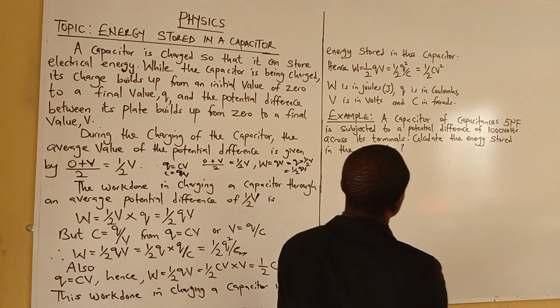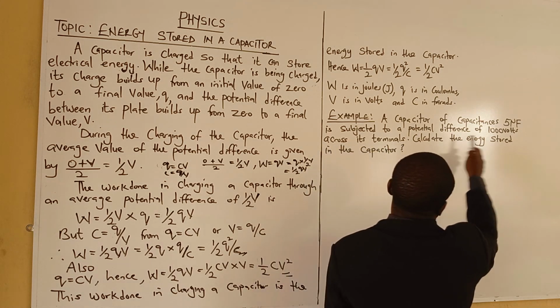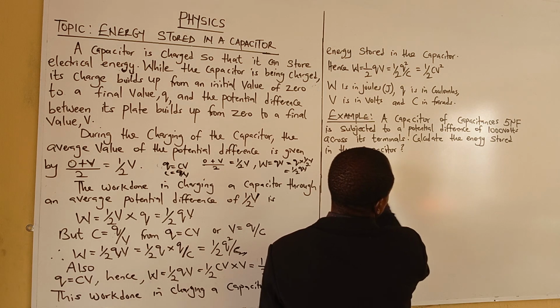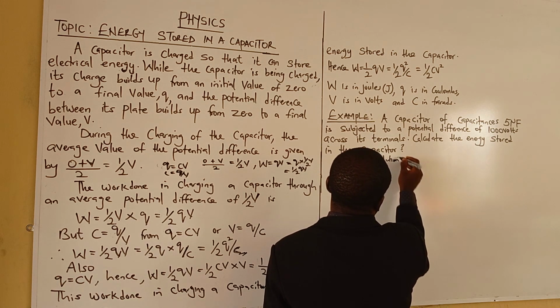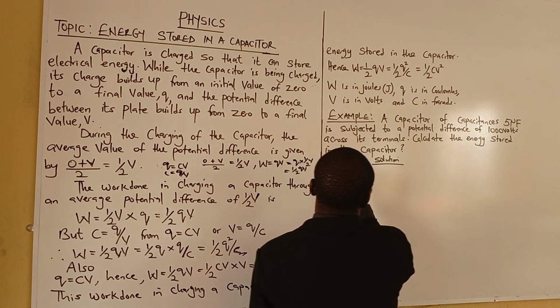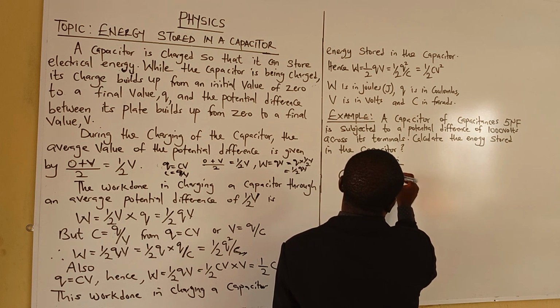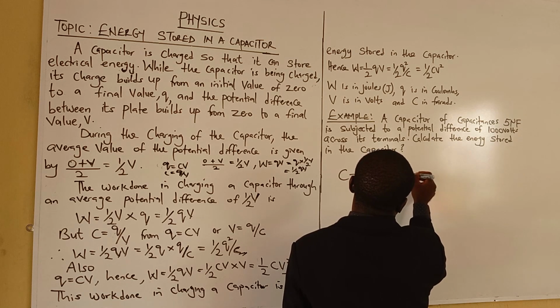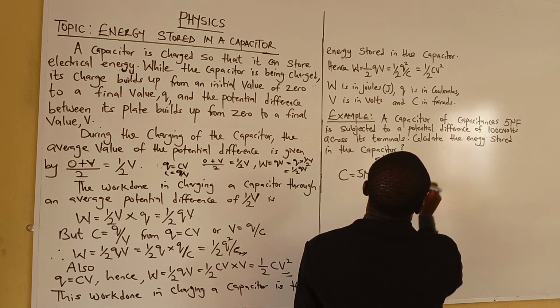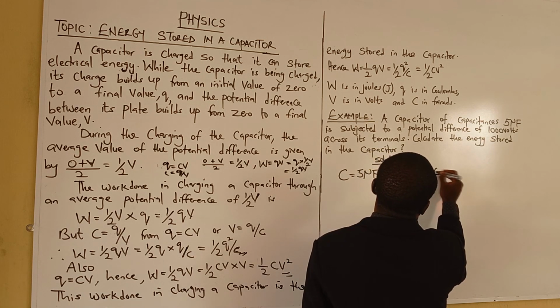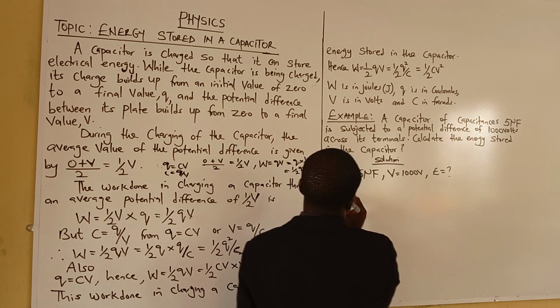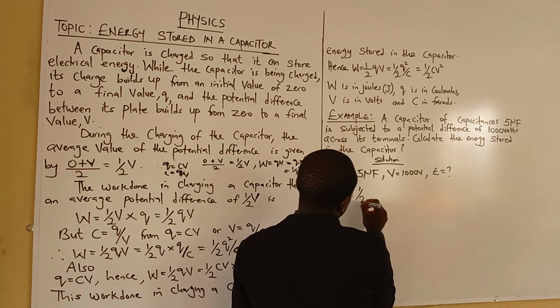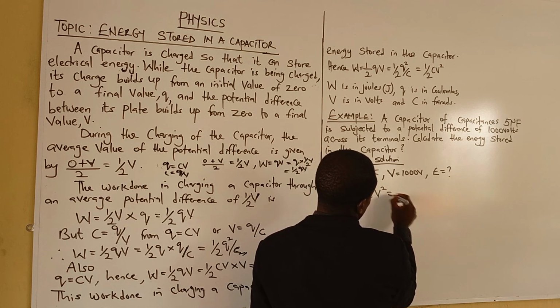Let's see the example that we have on the board. A capacitor of capacitance C, 5 microfarad, is subjected to a potential difference V, 1000 volts, across the terminals. Calculate the energy stored in the capacitor. See that we have C and V. We are making use of half CV squared.